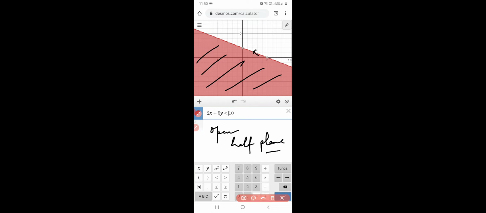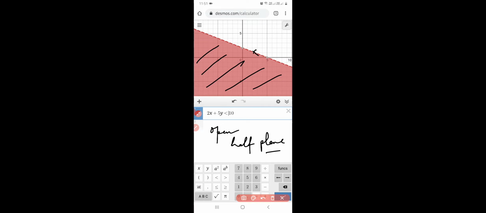Fine. I hope this idea is clear. From now on, keep this in mind that any inequality represents a half plane. Depending on the type of inequality, the half plane will be open or closed. If it is a greater than type or less than type, it will always be open. If it is a greater than equal to or less than equal to, it will always be closed. By open, we mean we are excluding the straight line. By closed, we mean we include the straight line.